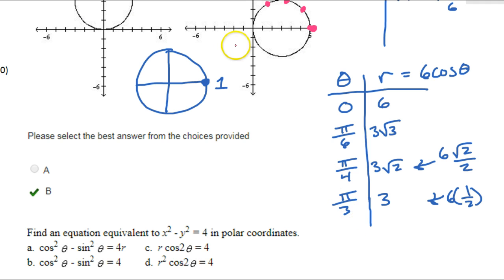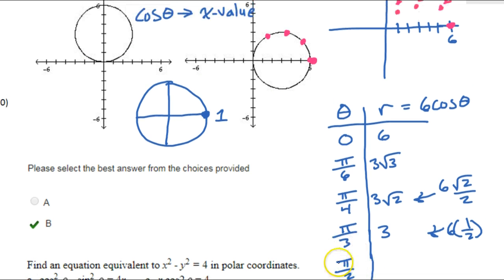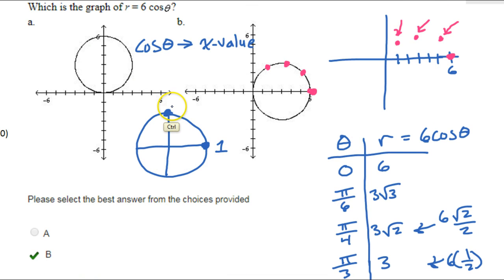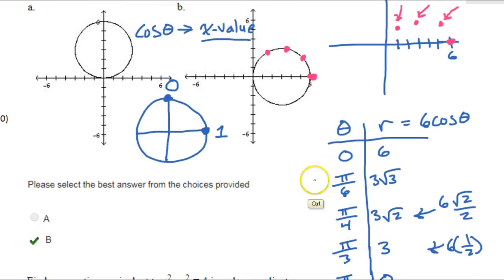If I went all the way to pi over 2, 90 degrees, well, we're back on the unit circle again, so now we're talking about this position right here. So at pi over 2, the x value, remember we're doing x values, is 0. So at pi over 2, the r value, the distance from the center, is going to be 0. So that's where I'm going to get this point from.